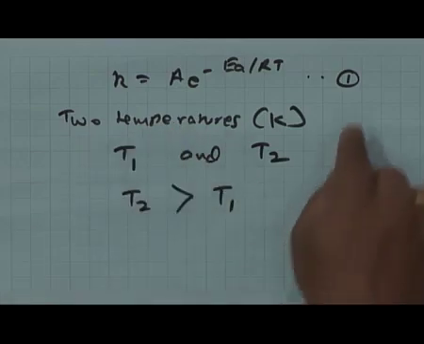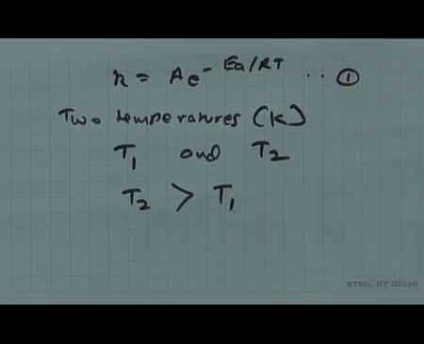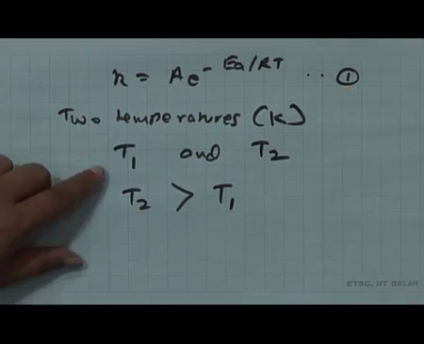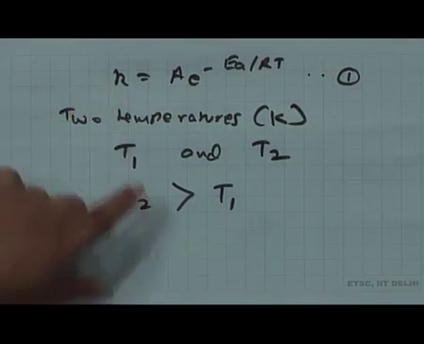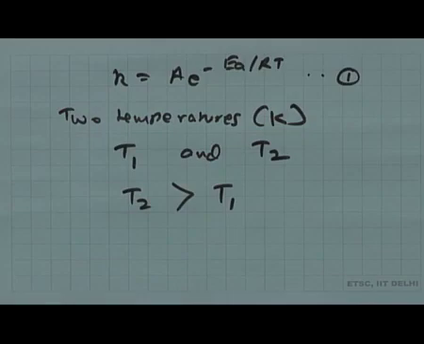Now let us come back and look at one. So what I will do is, for T1 the rate constant will be referred to as K1, and for T2 the rate constant will be referred to as K2.